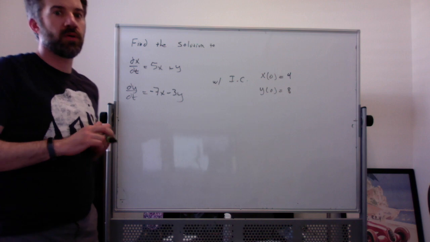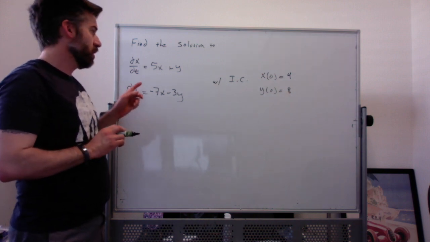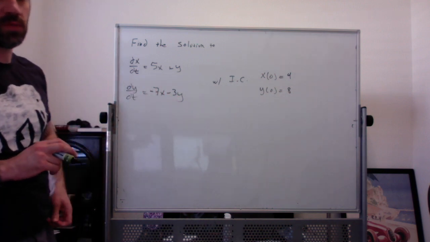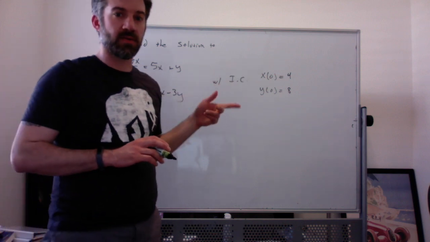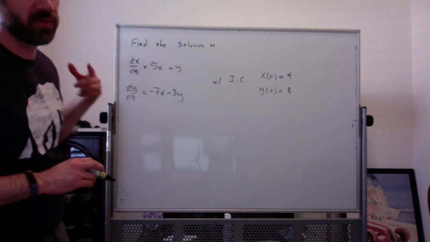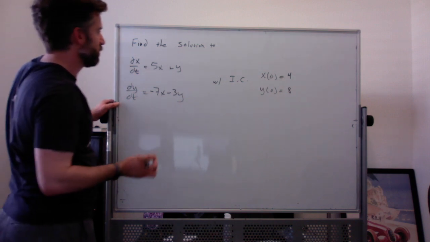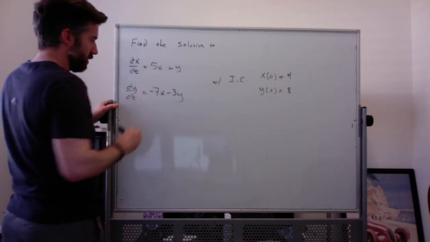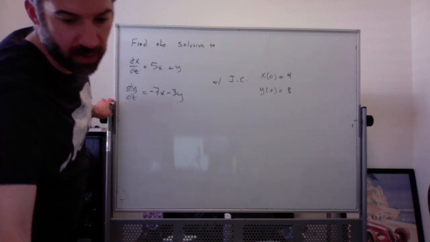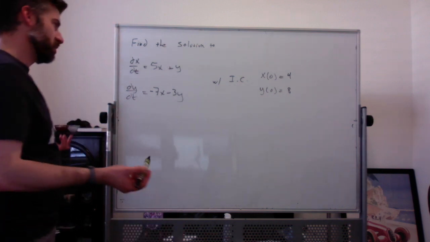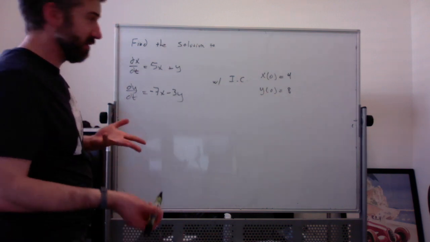Here's an example of finding the solution to a linear system of differential equations with initial conditions x of 0 equals 4 and y of 0 equals 8. The equation is dx/dt equals 5x plus y, dy/dt equals negative 7x minus 3y. And the way we're going to solve this is the usual way. We're going to find the eigenvalues and find the eigenvectors.